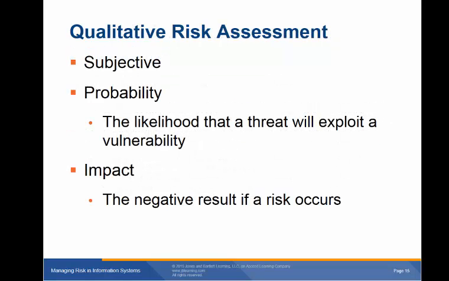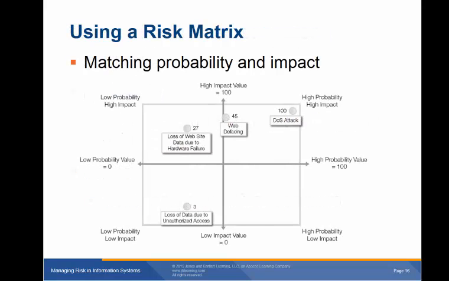So now we can get into the qualitative. As we mentioned before, the qualitative risk assessment is subjective, and it deals with probability, the likelihood that a threat will exploit a vulnerability, and the impact, which is basically the negative result if a risk occurs. And so basically using a risk matrix, matching probability and impact.